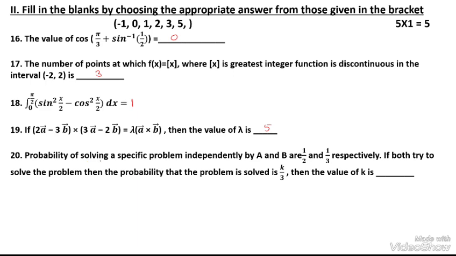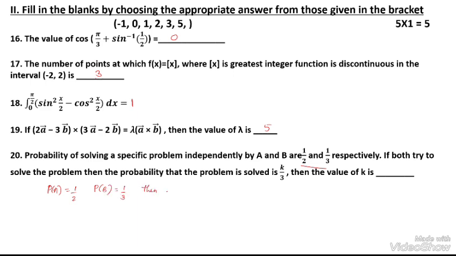The probability of solving a specific problem independently by A and B are 1 by 2 and 1 by 3 respectively. If both try to solve the problem, then the probability that the problem is solved is K by 3. Then the value of K is? Here they given A and B are independent. That is, probability of A is 1 by 2 and probability of B is 1 by 3.